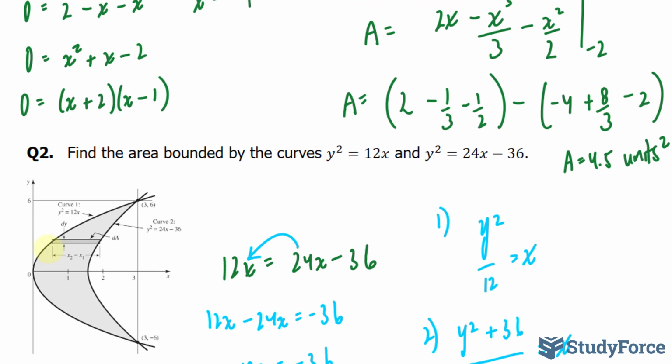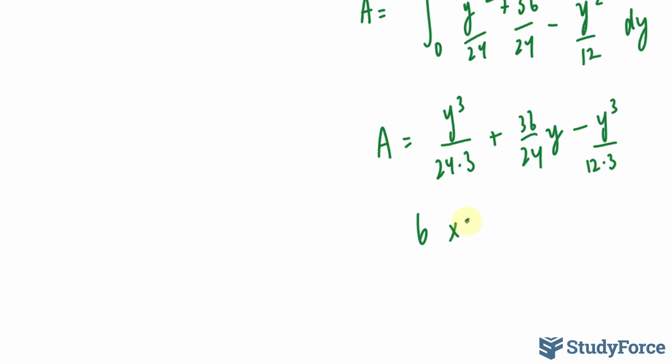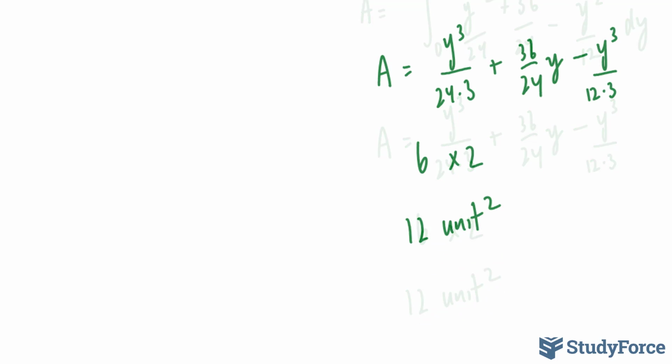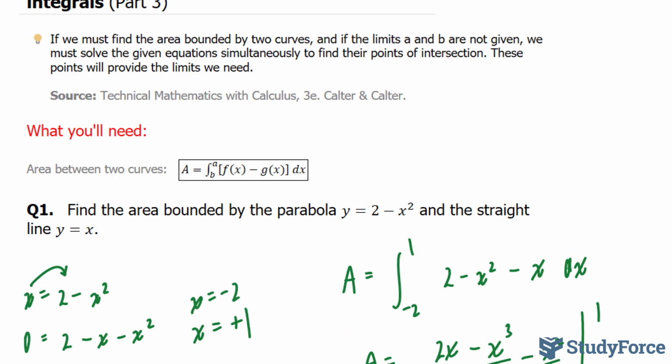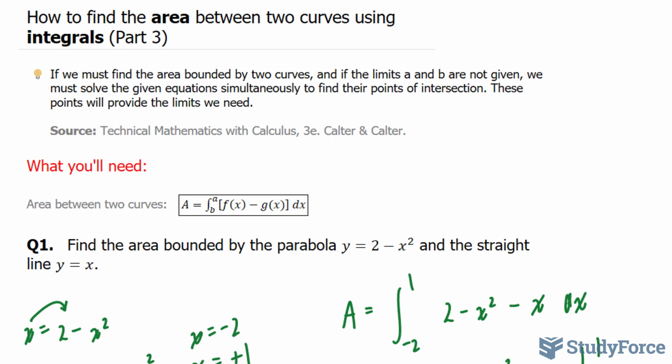This area right here, from here to here, is 6 units squared. Multiply that by 2, we get 12 units squared. There you have it. 2 examples on how to find the area between two curves using integrals.